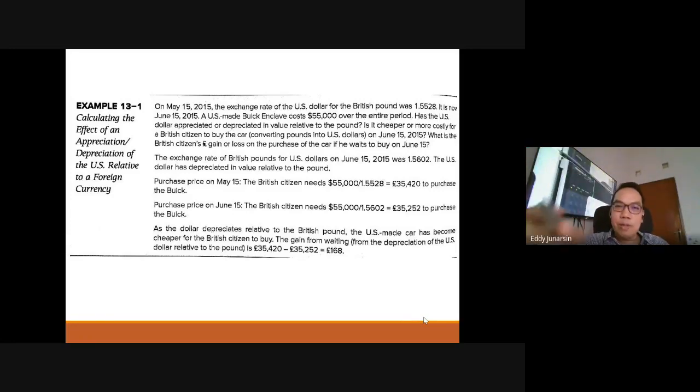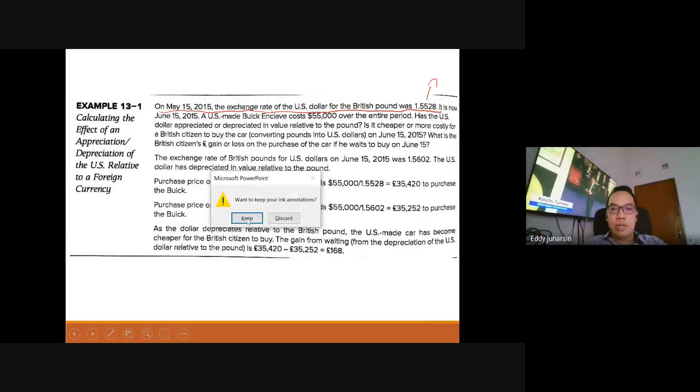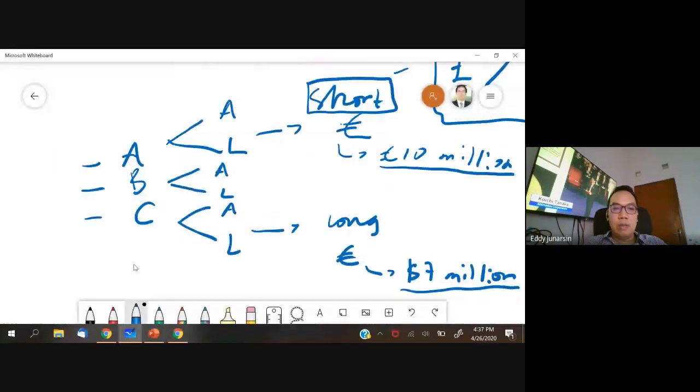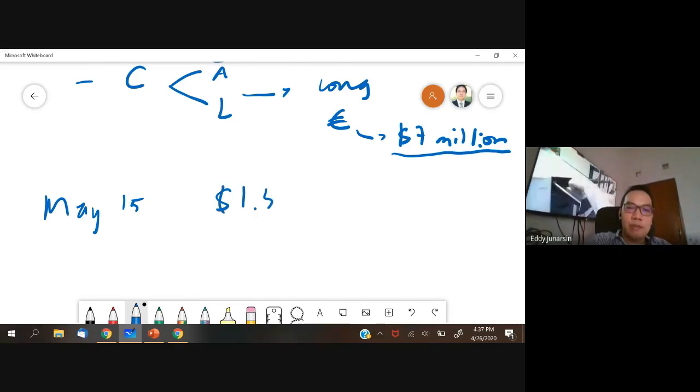Okay, so let's see an example here. On May 15, the exchange rate was 155.28. Usually we use four decimals for this kind of multinational calculation, per British pound, right? 155.28. So let's jot down here. So May 15 is 155.28 per pound.